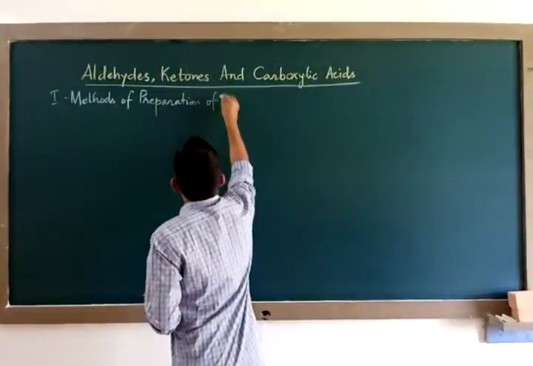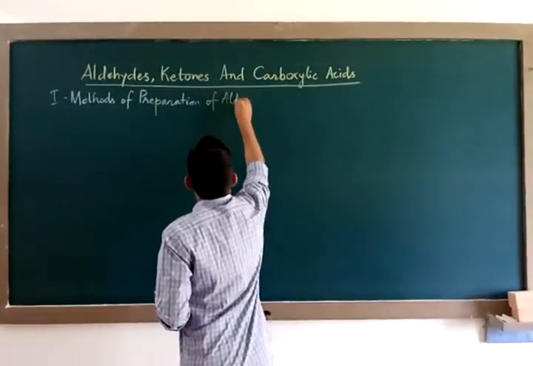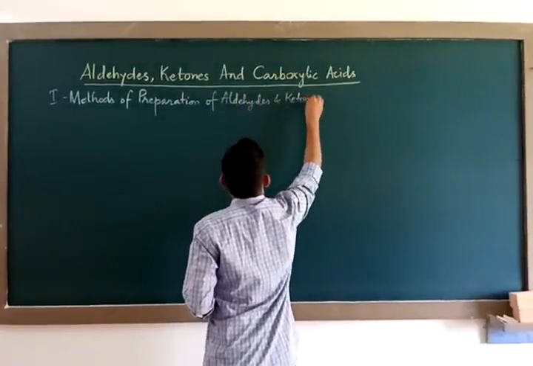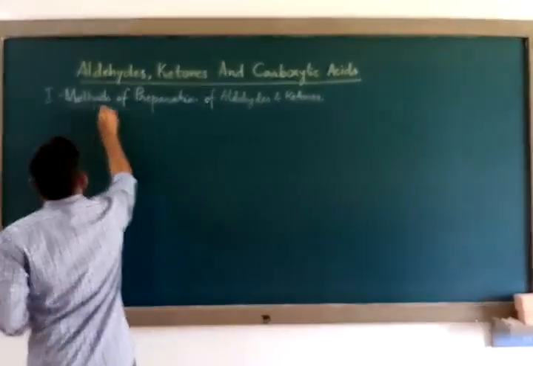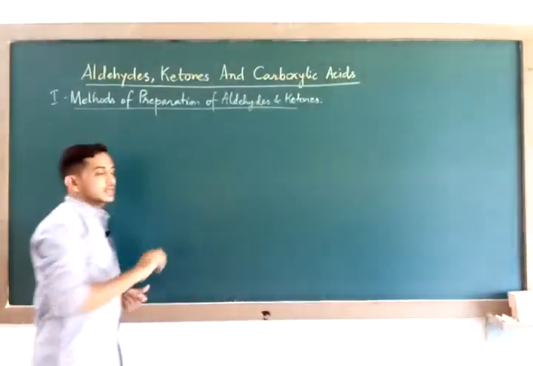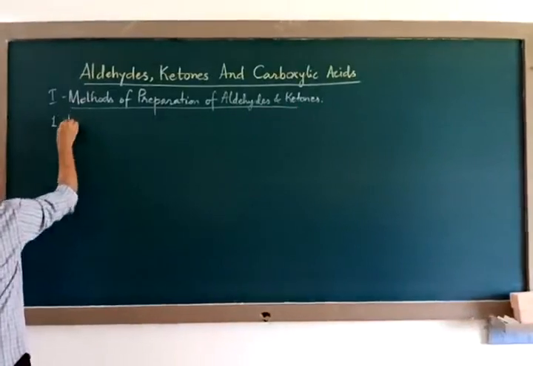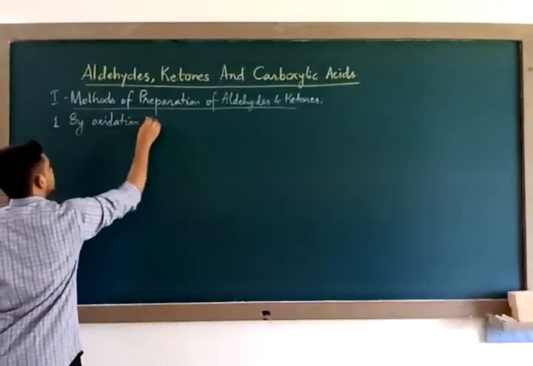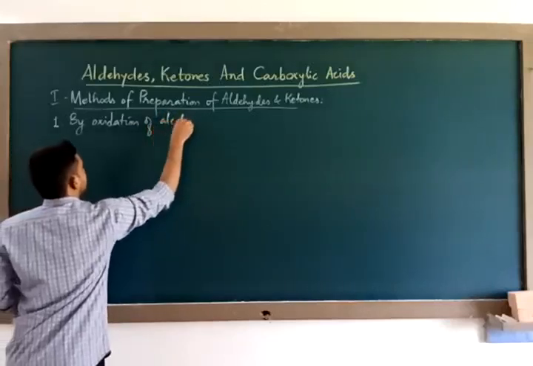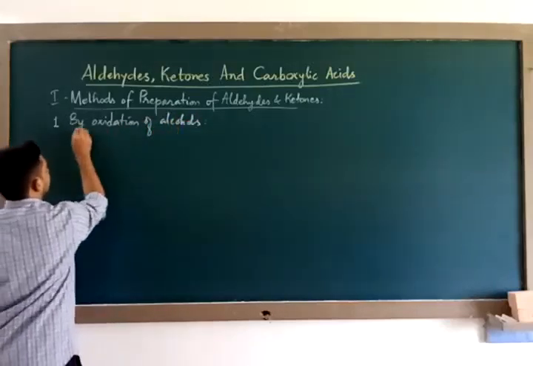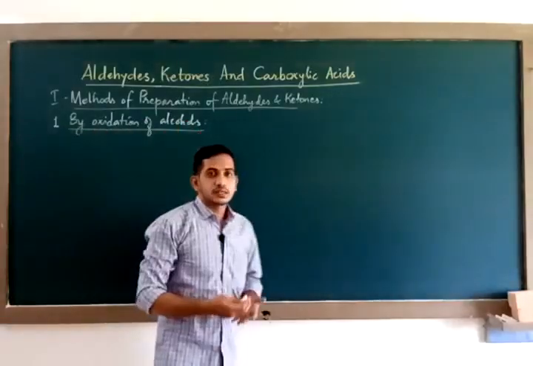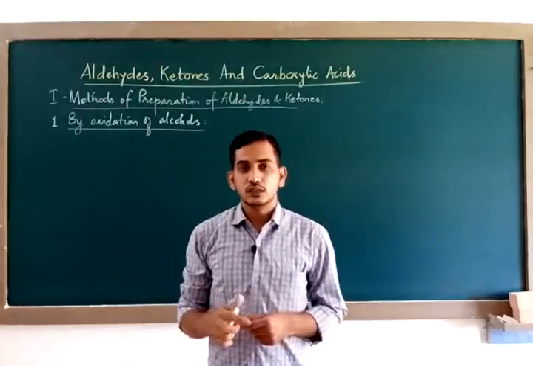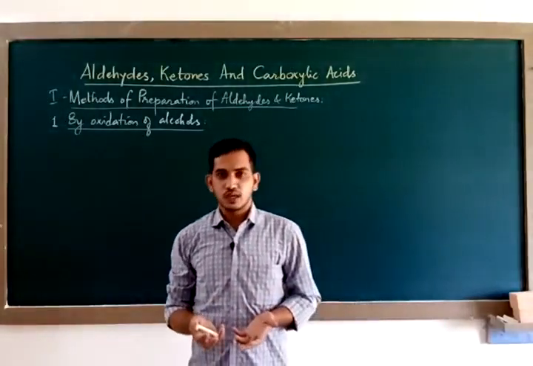So, methods of preparation of aldehydes and ketones. The very first method is the one that you have studied in chapter alcohols, that is by oxidation of alcohols. We know oxidation refers to addition of oxygen. So if you add oxygen to alcohols, you will get either aldehydes or ketones.